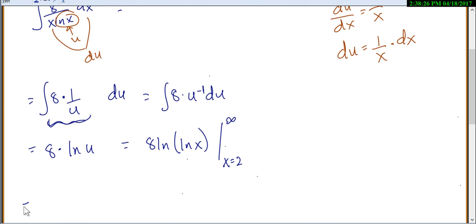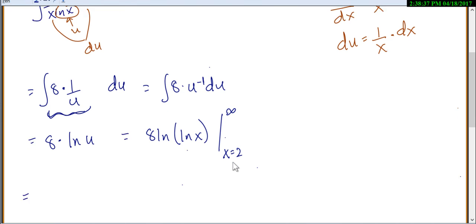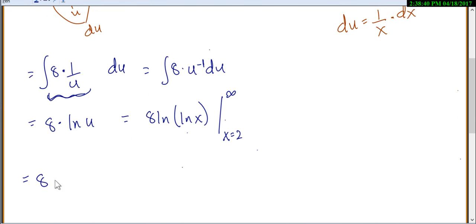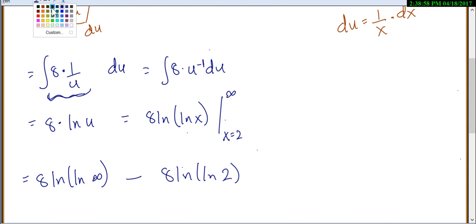Okay, now at this point, you should technically write it all out officially, like do a b here and do the limit as b goes towards infinity and everything. But sometimes I don't even bother with that. Sometimes I'll just plug the infinity straight in. So we're going to have 8 times the natural log of infinity minus 8 times the natural log of 2. Now this is technically the limit as b goes towards infinity. So we're technically doing a limit, but I just kind of write it in here.